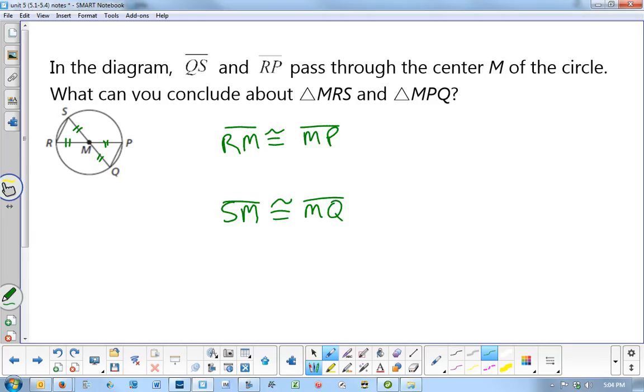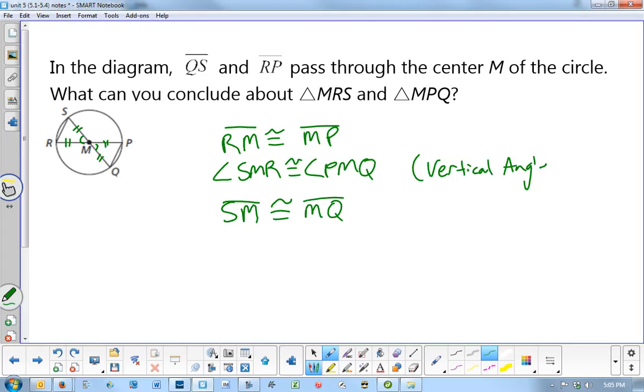Any angles? Do we know any angles that are congruent? We sure do, right? We got some vertical angles. There they are. So we've got angle SMR is congruent to angle PMQ. All right? And those are vertical angles.